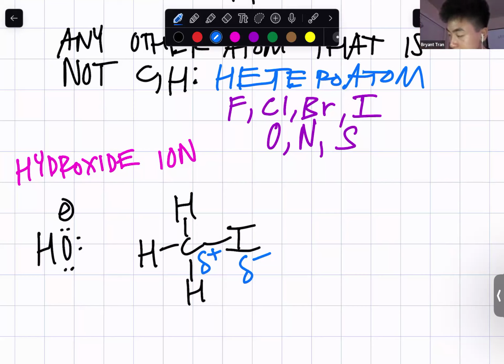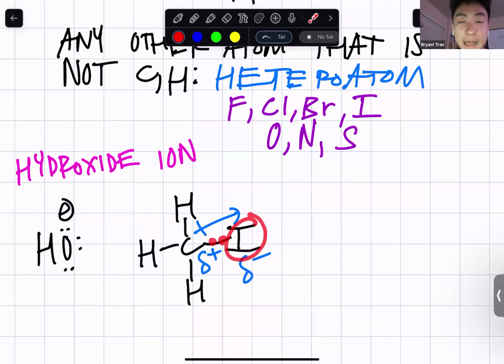So because it's more electronegative, think of it as like a tug of war, right? This bond here has 2 electrons. This iodine here, since it has a higher electronegativity than carbon, it's stronger than the carbon. That means that it's gonna pull the electrons towards itself more. And the charge of electrons is a negative charge. So because iodine is gaining more electrons, it's gaining more negative charge. That's why iodine is partial negative. And because carbon is losing electrons, it's losing negative charge, meaning that it's gaining positive charge. That's why carbon is partial positive charge, like that.